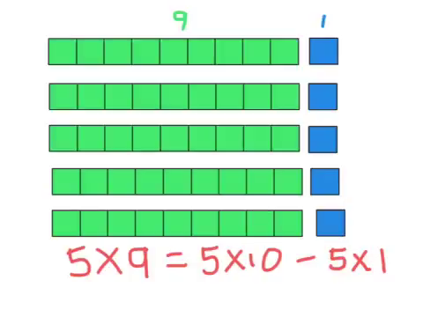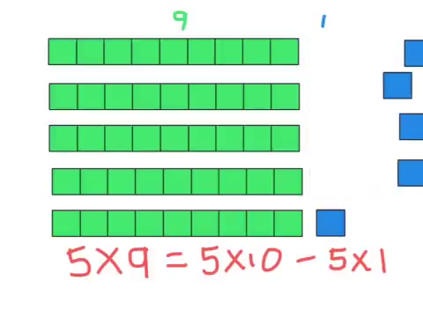So 5 groups of 9 is simply going to be 5 groups of 10 take away that 5 groups of 1. Those ones we don't want. Get rid of them. We don't need them because we're only worried about our 5 groups of 9. So 5 groups of 10 is 50. We just take away 5. Easy peasy, answer: 45.